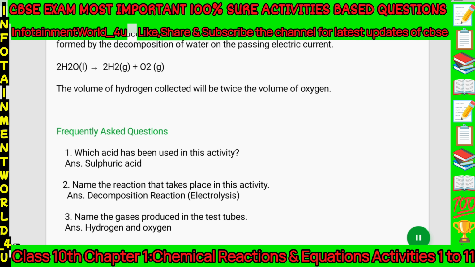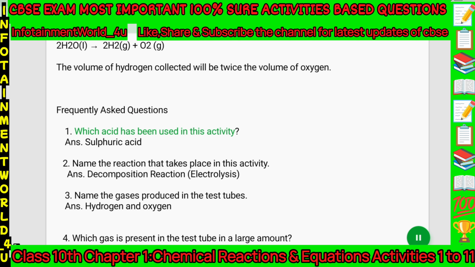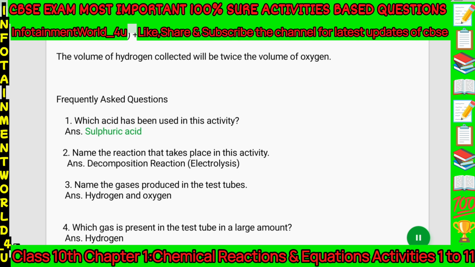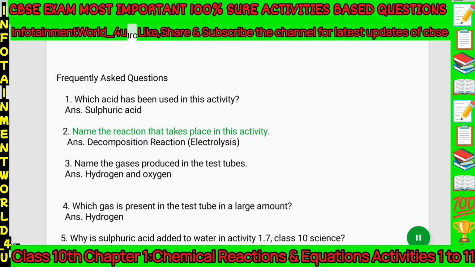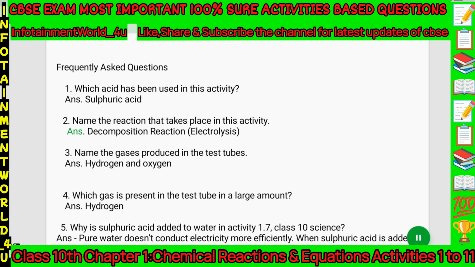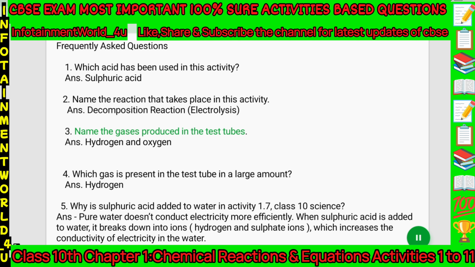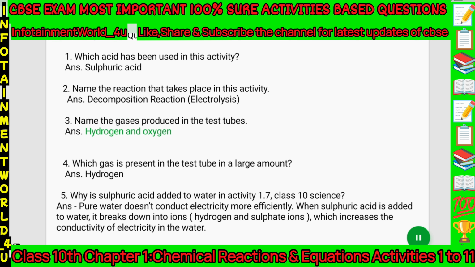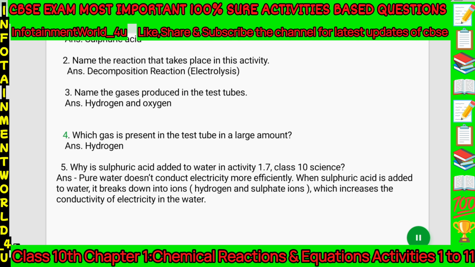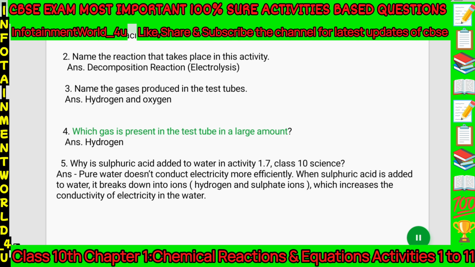Frequently asked questions. 1. Which acid has been used in this activity? Ans. Sulfuric acid. 2. Name the reaction that takes place in this activity. Ans. Decomposition reaction, electrolysis. 3. Name the gases produced in the test tubes. Ans. Hydrogen and oxygen. 4. Which gas is present in the test tube in a large amount?